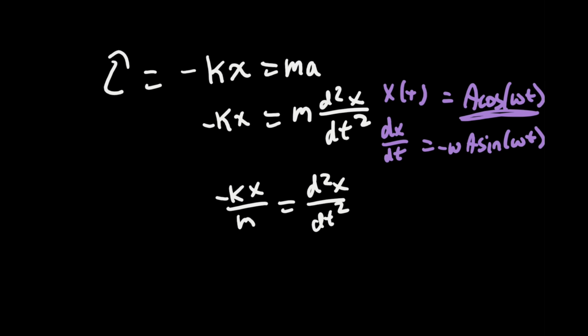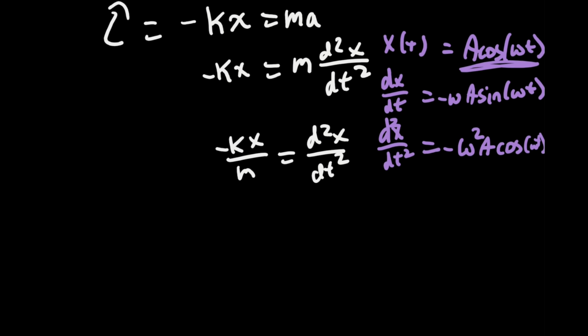If I wanted to take the second derivative here, what am I going to get? Well, I'm going to get negative omega squared A cos omega t. And so now that I have that information, I'm going to plug it into the equation that we just had.